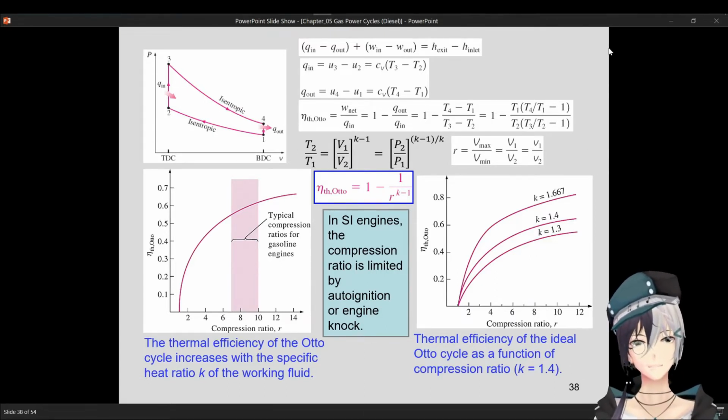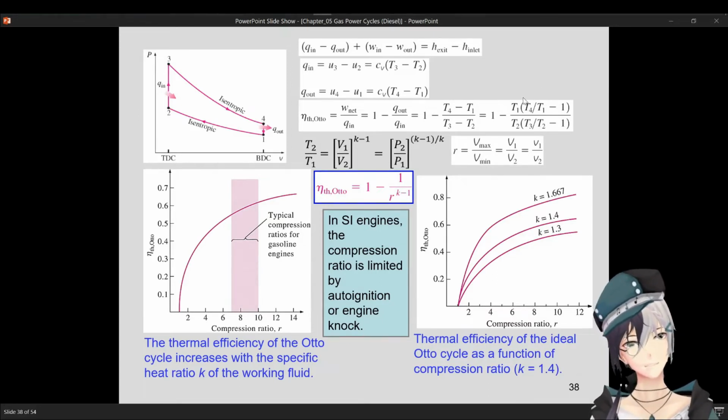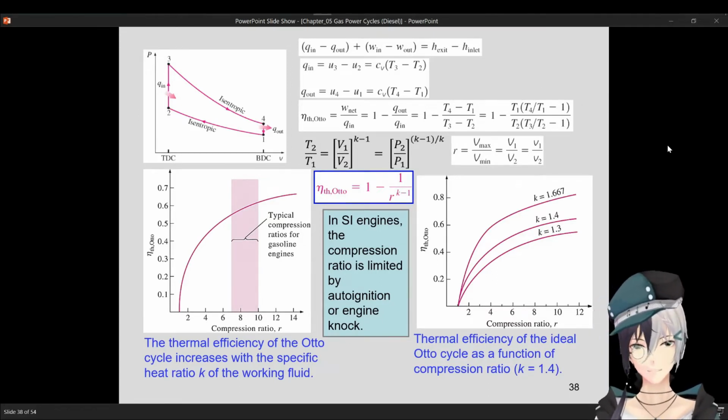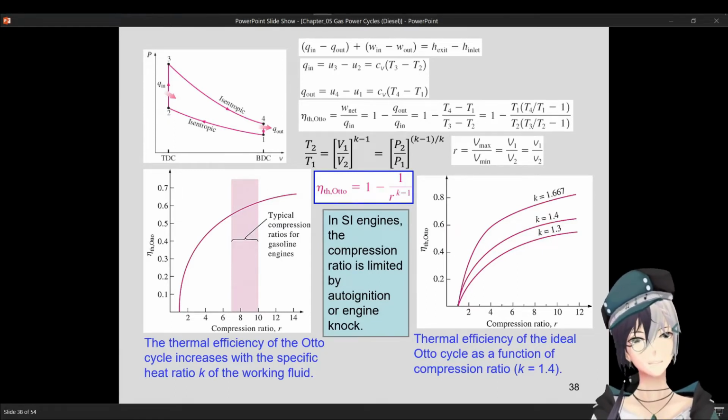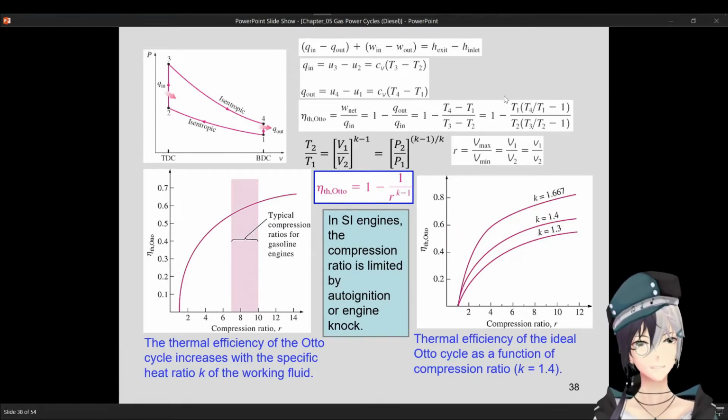So these are the working equations that you'll be using. But as I've said, we will concentrate on the diesel cycle, but the formulas are almost the same.